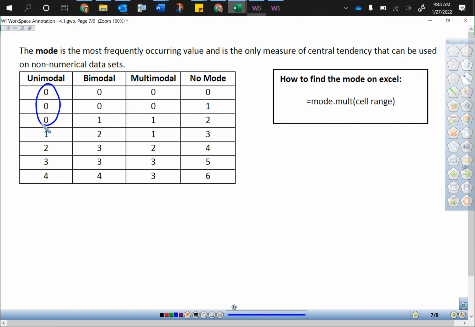Bimodal, just like a bicycle, means that there would be two modes. Bi means two. So 0, 0, 1, 2, 3, 3, 4. We have 2 zeros and 2 3s. That means we have two modes, 0 and 3. No big deal.